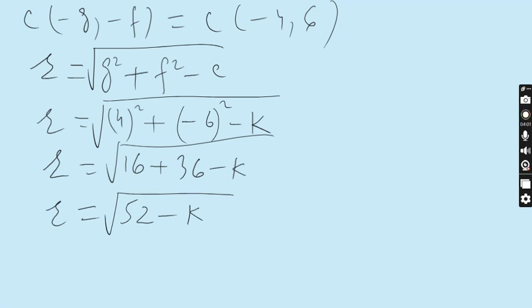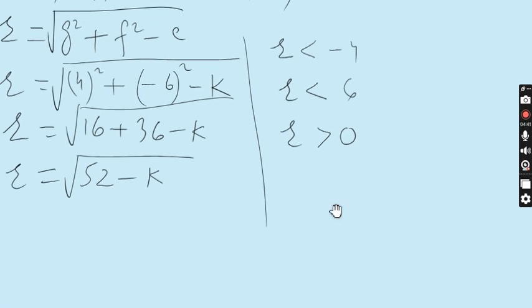Now the game is started. If the circle does not touch the x and y axes, then the radius must be less than the x value of the center, that is minus 4. The radius must be less than the y value of the center, that is 6, and the radius must be positive. You must know radius is a scalar quantity, therefore the radius is positive. So, according to the first condition, the radius, root of 52 minus k, is less than minus 4.